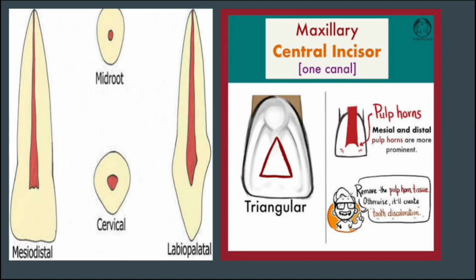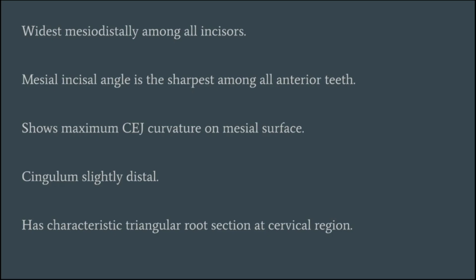Mid root it gets narrower. This is how the pulp horn moves to the mesial side, and the distal side also has a pulp horn present. What are the unique features of this tooth? It is the widest tooth, as I told you. The mesial incisal angle is sharp and shows maximum CEJ curvature. You can see the cingulum is slightly distal. It has a characteristic triangular shape root section at the cervical region.